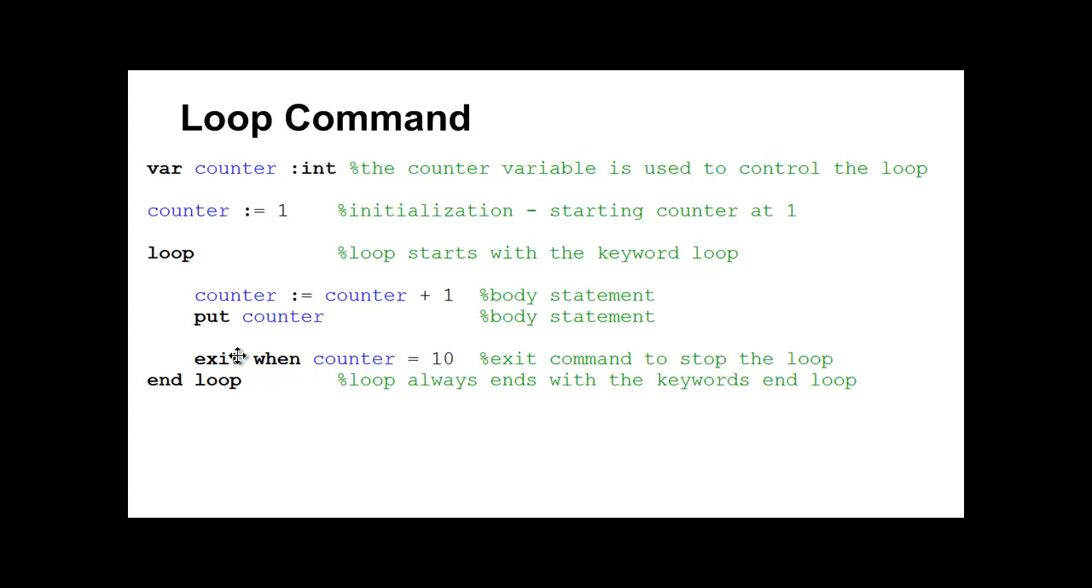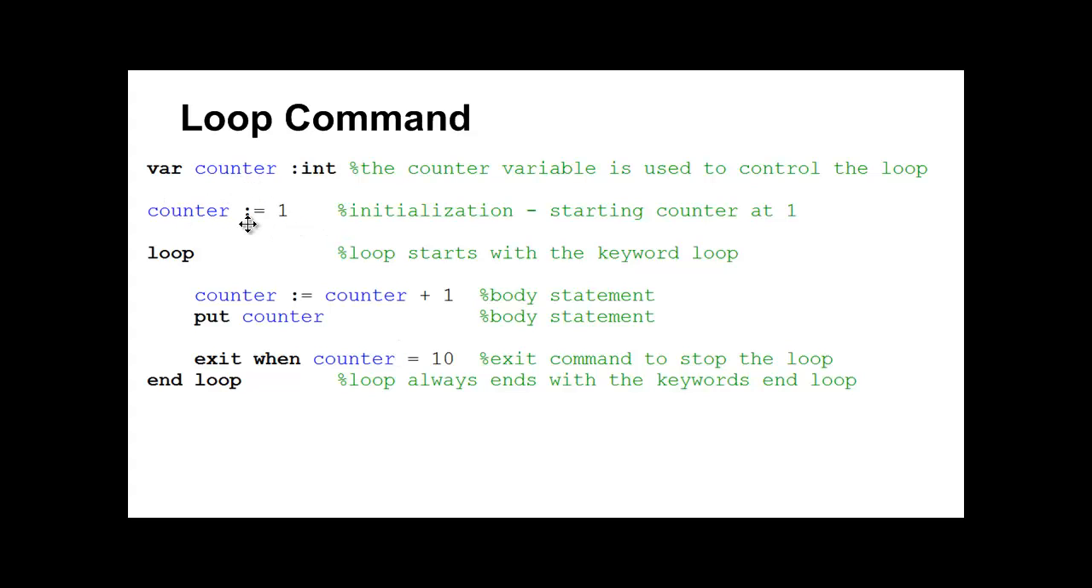Speaking of exiting, here's my exit command. So we've got the initialization, the body, and the exit command. This is saying exit when counter is equal to 10. So as soon as counter becomes 10, this thing's going to exit. If it never becomes 10, then we've got an endless loop happening. So let's just see how this would work.